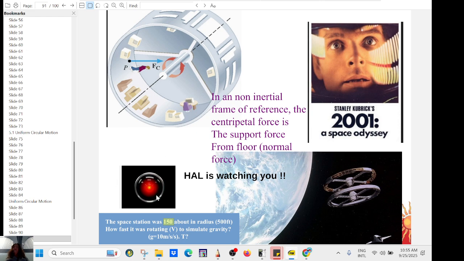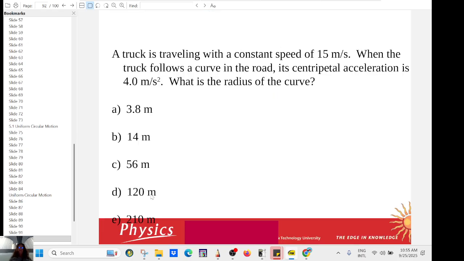And in the movie, this is HAL, right? It's the evil computer. So anyway, that will be the way you simulate gravity. Okay, so this one is easy. So is it A, B, C, or D?